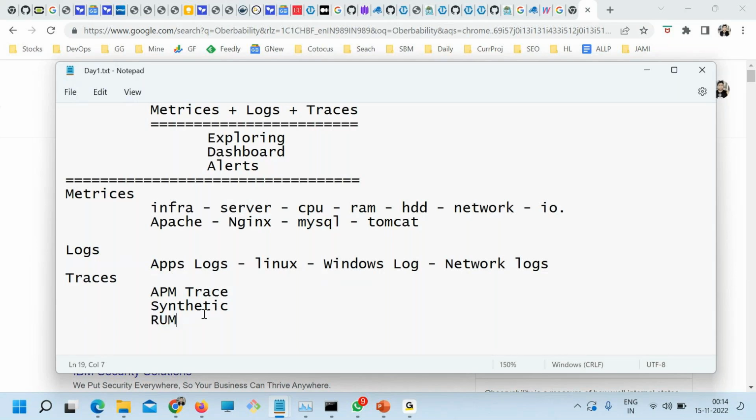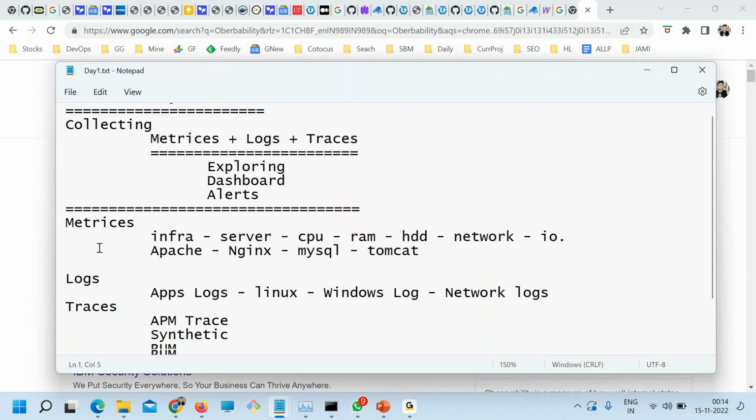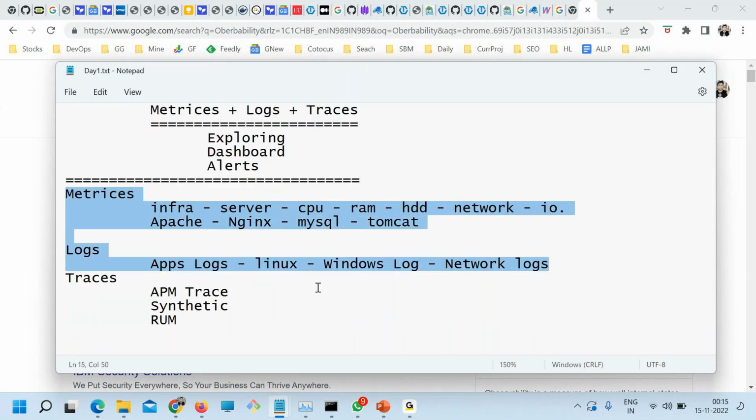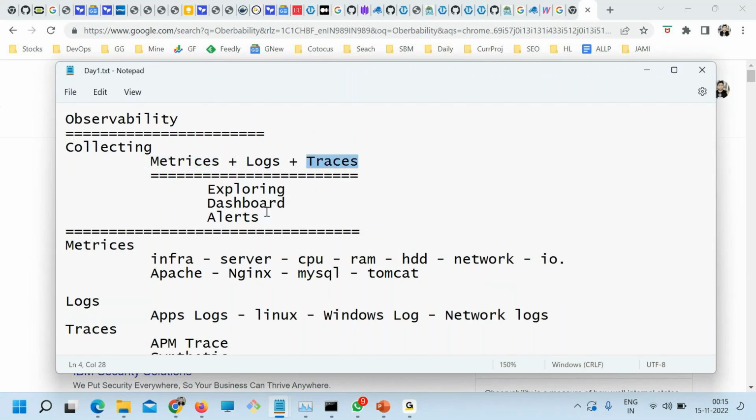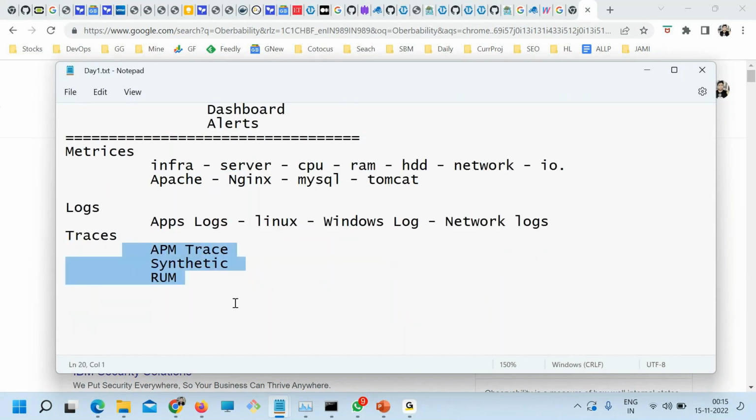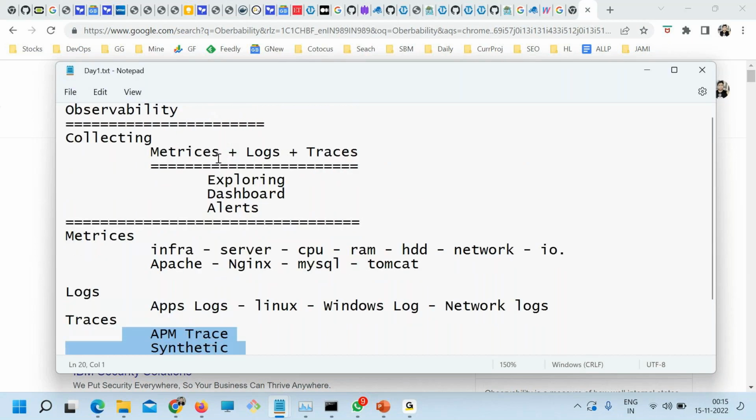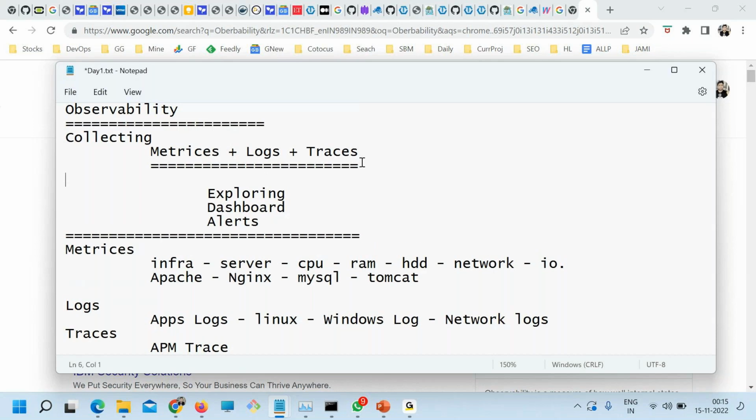Our session is mainly focused on the traces, mainly on open tracing. But yes, if you want to understand observability, these are the things we have to collect as well: all the metrics, logs, and different types of traces like APM traces, synthetic traces, and RUM traces, and then store them in some backend. After that, using the backend UI, you can explore the data, create a dashboard, and create alerts.